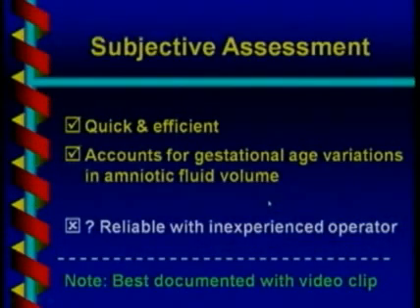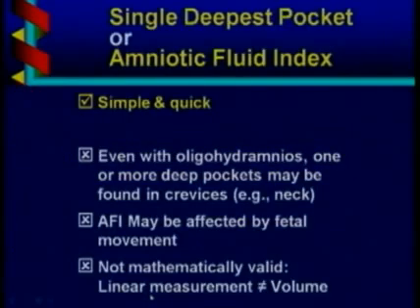So which one should you use? Subjective assessment is quick and efficient, and accounts for gestational age variations in the amniotic fluid. The only potential downside is it may be of questionable reliability with an inexperienced operator. It is best documented, as I showed you in the prior slides, with a video clip. The single deepest pocket or amniotic fluid index is simple and quick, especially the single deepest pocket, but even the amniotic fluid index is pretty simple and quick. But these are the semi-quantitative methods, and they have a number of problems.